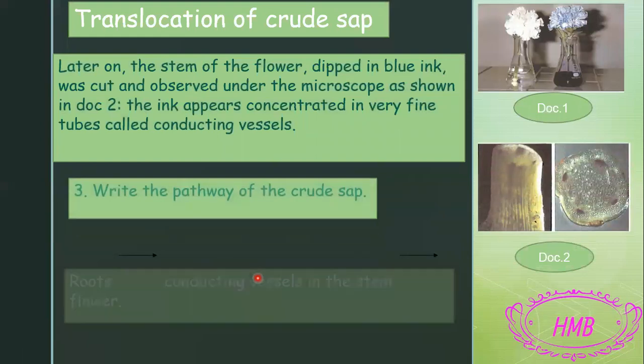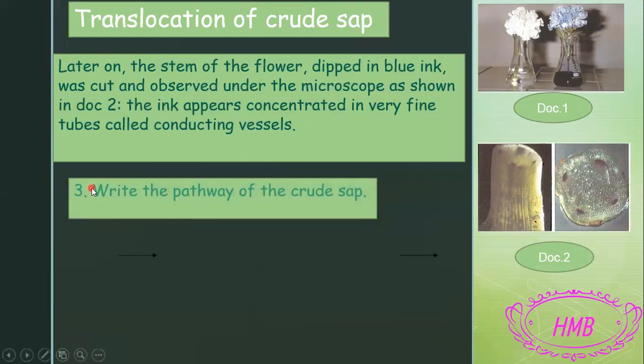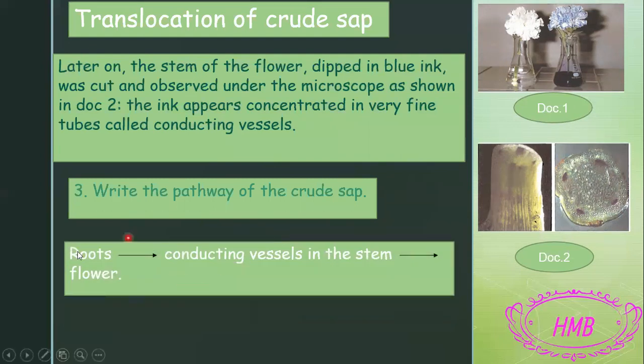Now we are on the third and last question. Write the pathway of the crude sap. The pathway means how the crude sap is translocated, from where to where, starting from which part and ending in which part. So we can write the pathway. First, it was in the soil and absorbed by the roots. So the first one we should write is the roots. Then it goes up to the stem. And in the stem, we saw under the microscope that we have conducting vessels.